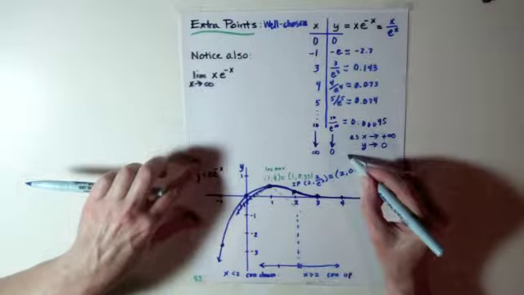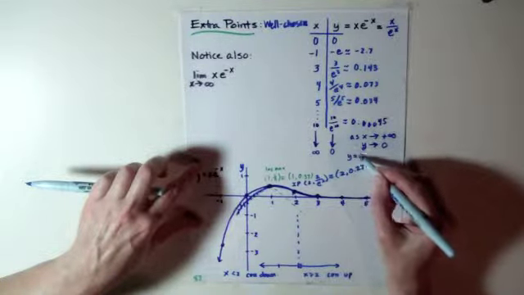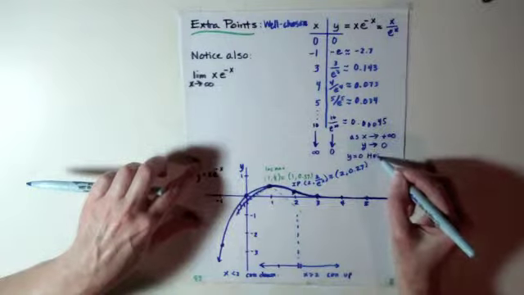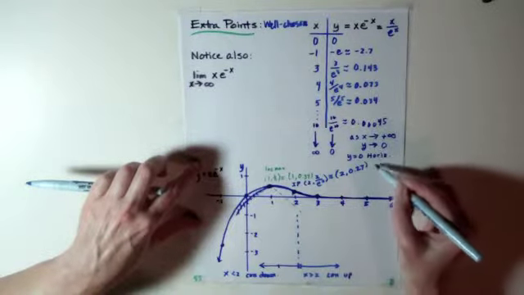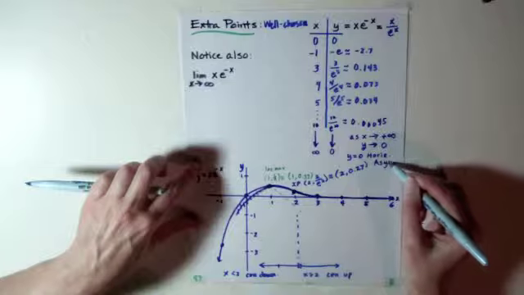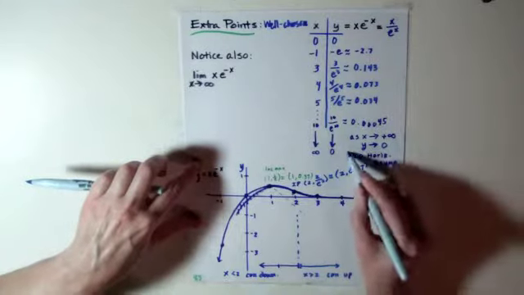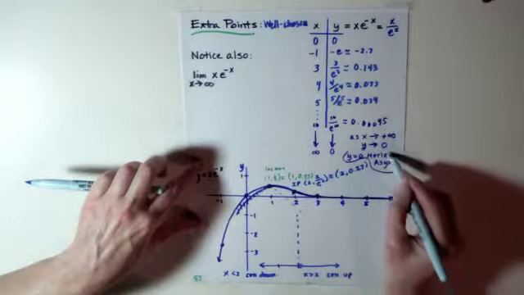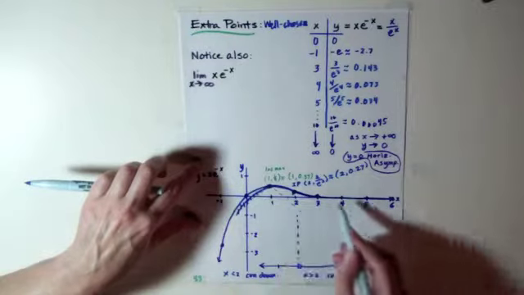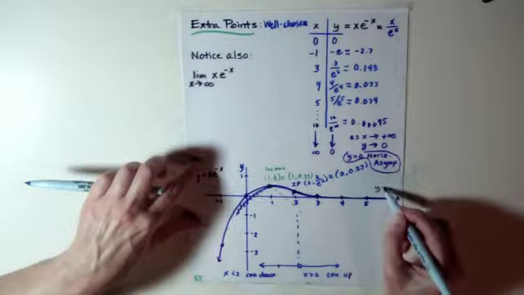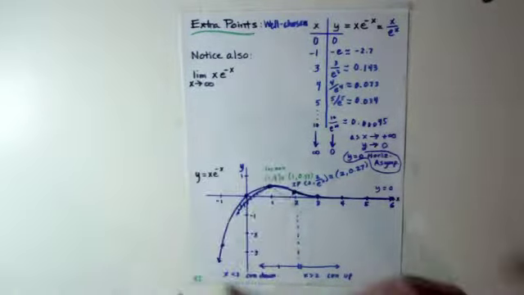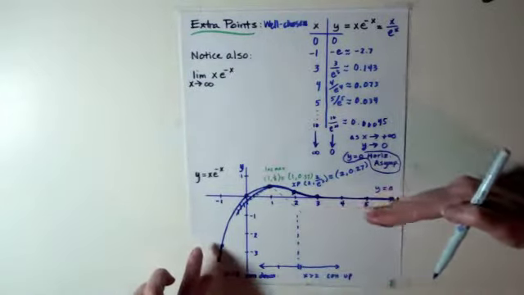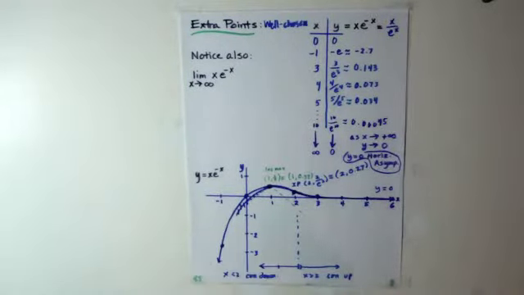Another way of saying that is the line y equals 0 is a horizontal asymptote of the graph. So we have a horizontal asymptote right along the x-axis whose equation is y equals 0. The curve is getting closer and closer to the positive x-axis as x goes towards positive infinity.